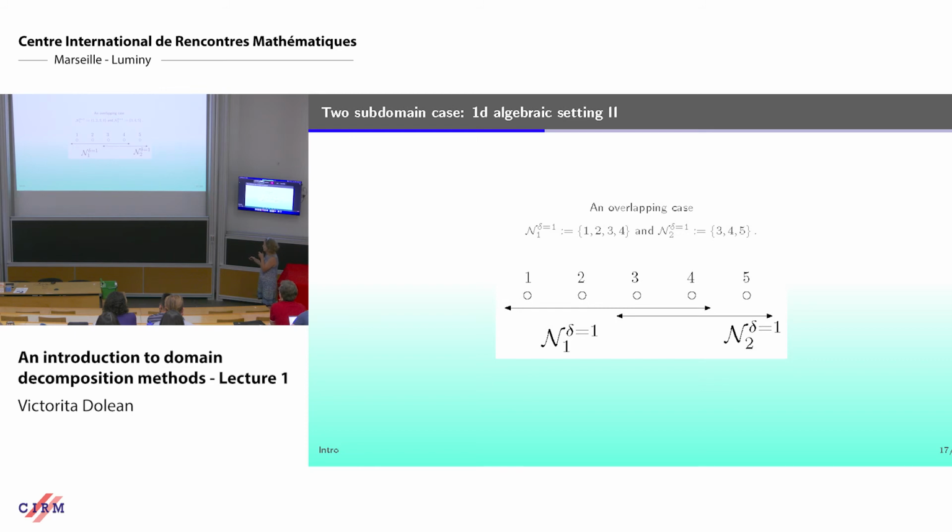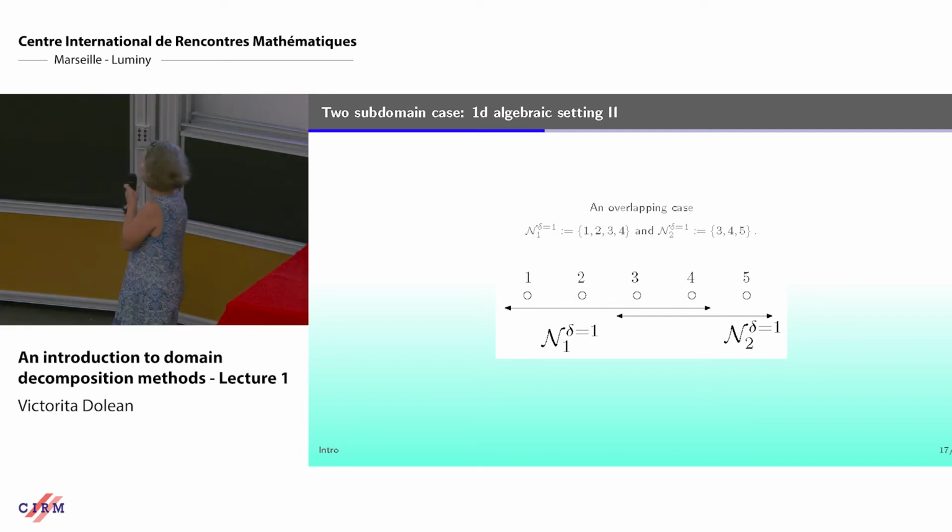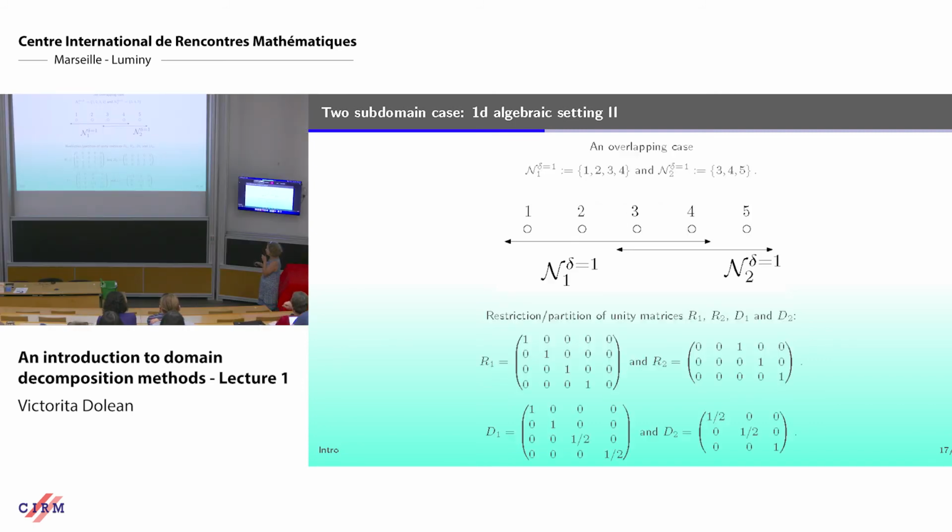Now if you want to have something with overlap, let's suppose you again have 5 degrees of freedom, and you want here 1, 2, 3, 4. This will define the first set, and 3, 4, 5 the second set. That means you have an overlap, and 3 and 4 are the overlapping degrees of freedom. Again, the restrictions are pretty straightforward. It's a rectangular matrix, you select the first 4 here and the last 3 here.